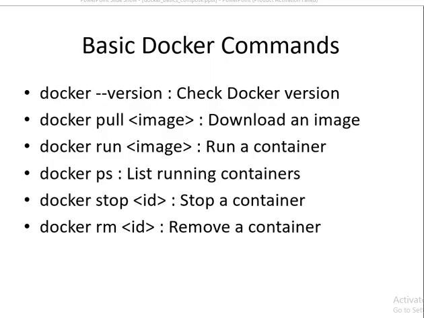And then we have Docker pull, which is used for downloading an image; Docker run image, which is starting or running a container; Docker ps, which provides a list of the containers which are already running; Docker stop, which is for stopping a container; and Docker rm with a particular container ID, which we use to remove a container. So these are some of the basic commands which we will use in a demonstration. So let's go to the next slide.